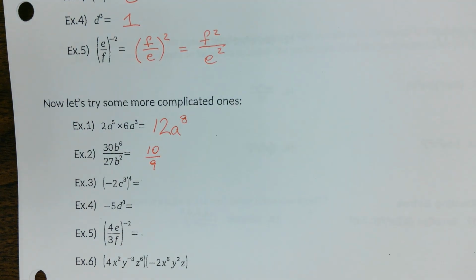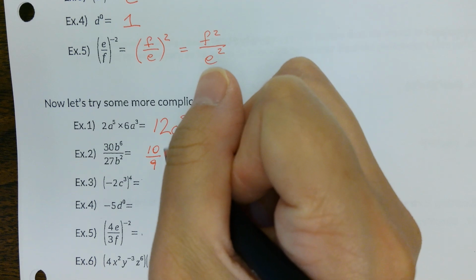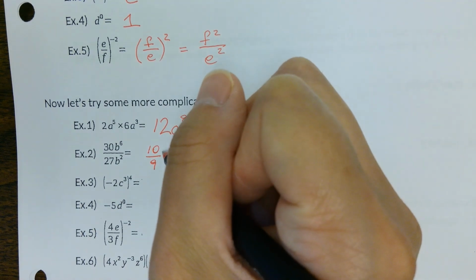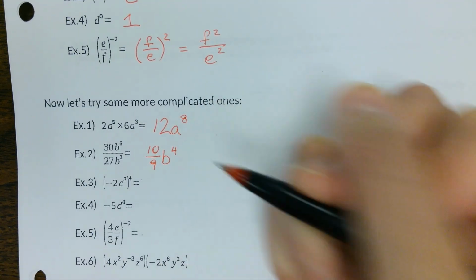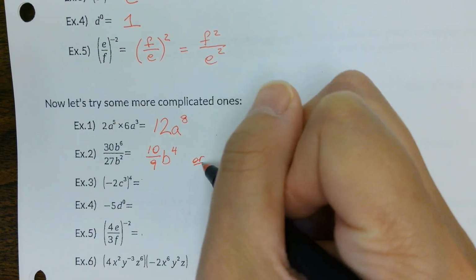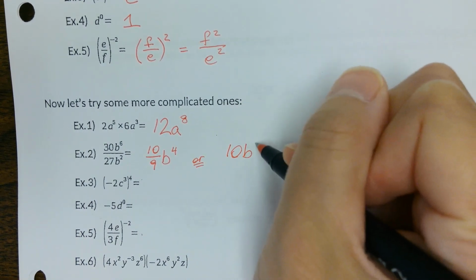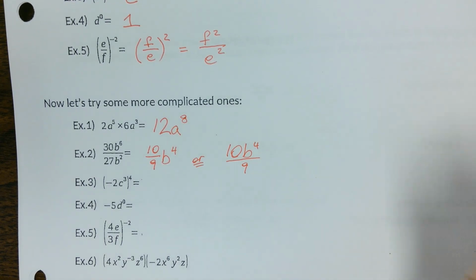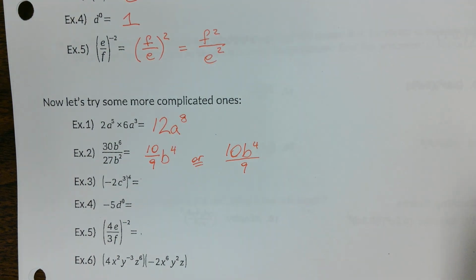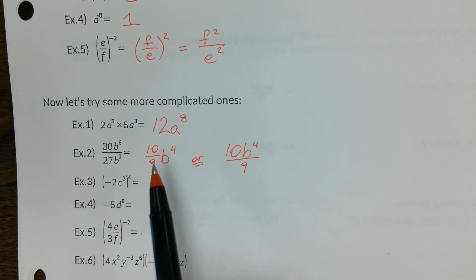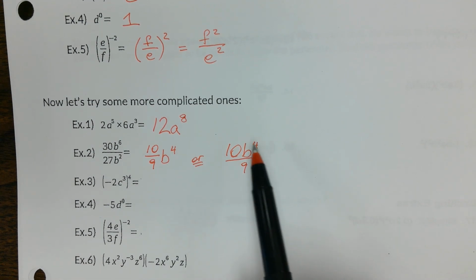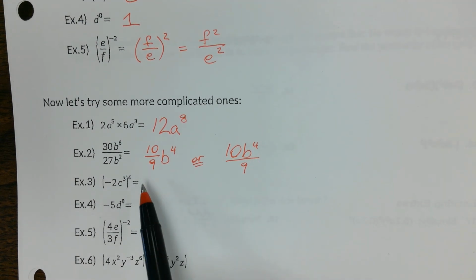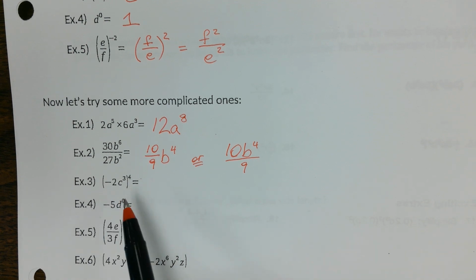And this part right here, what about the B? B to the power 4. Yeah, so there's 2 ways we can write this. We can write 10 over 9, B to the power 4, or we can write it as 10 B to the 4 over 9. Both mean the same thing. You can write it on the side like this, or you can write it in the numerator. Okay, this next one.